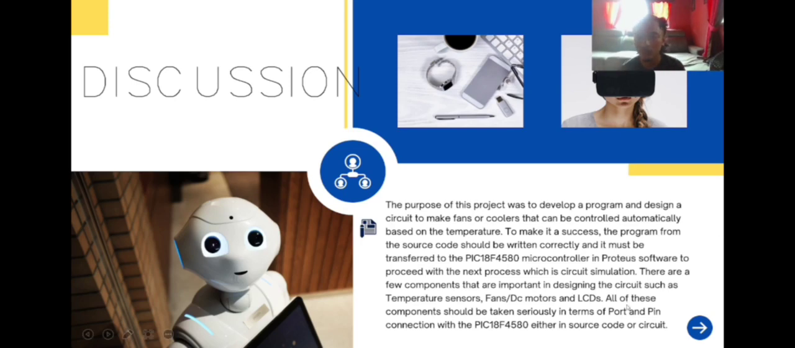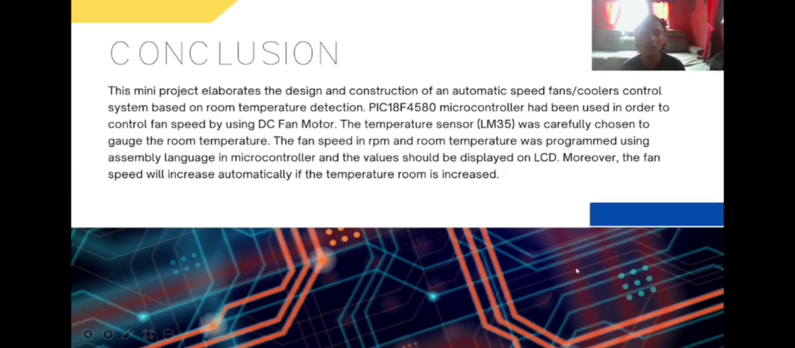So, next, for the conclusion, this mini project elaborates the design and construction of an automatic speed fan cooler control system based on room temperature detection. So, this fan moves using the sensor placed in the PIC. So, this fan moves depending on the temperature in the room. Then, the PIC 18F4580 microcontroller had been used in order to control fan speed by using a DC fan motor.